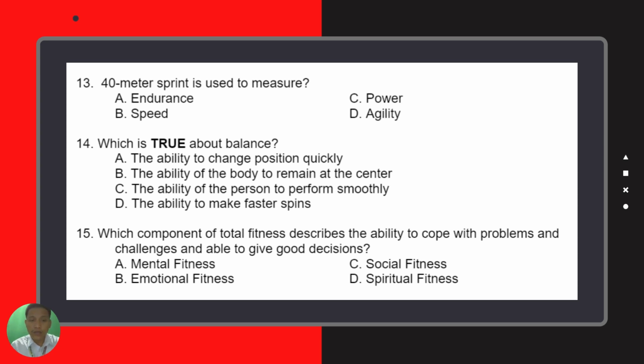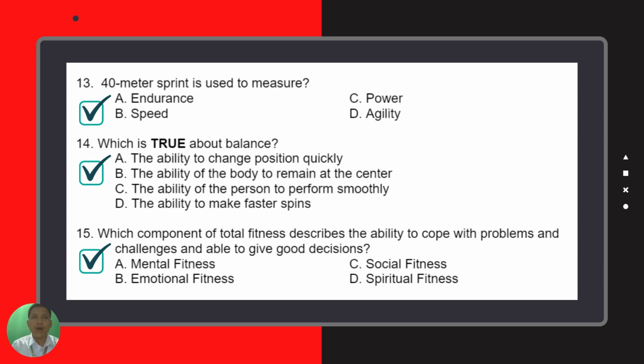And here are the key to corrections. For number 13, we have your letter B, speed. For number 14, we have your letter B, the ability of the body to remain at the center. And lastly, for number 15, it's letter A, mental fitness.